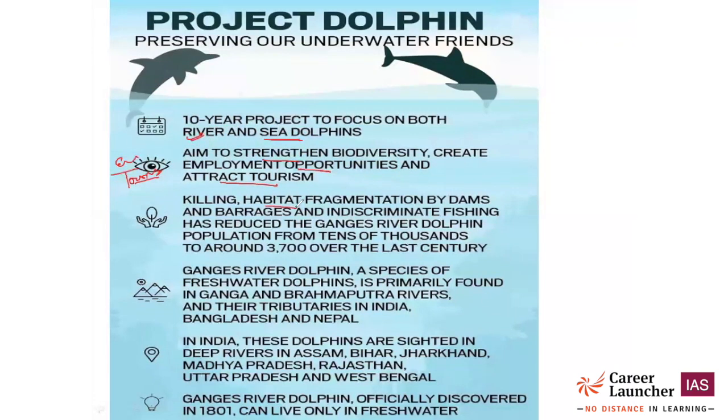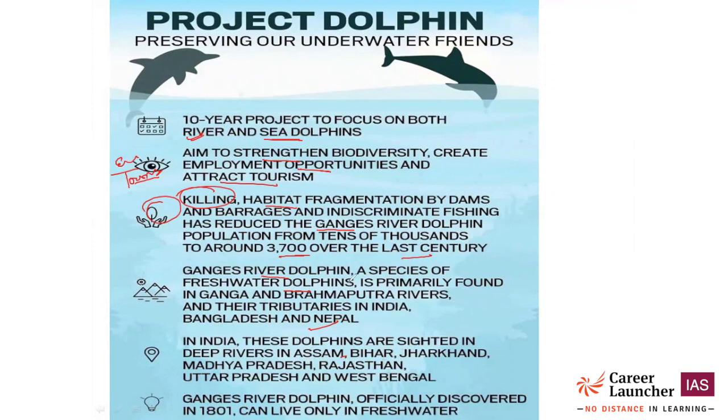Killing, habitat fragmentation by dams, barrages, and indiscriminate fishing has reduced the Ganga river dolphin population from 10,000 to around 3,700 over the last century. So these are some reasons behind the declining population. The Ganga river dolphin, a species of freshwater dolphin, is primarily found in the Ganga and Brahmaputra rivers and their tributaries in India, Bangladesh, and Nepal. In India, these dolphins are sighted in states like Assam, Bihar, Jharkhand, Madhya Pradesh, Rajasthan, Uttar Pradesh, and West Bengal. Okay, so this project is very important.